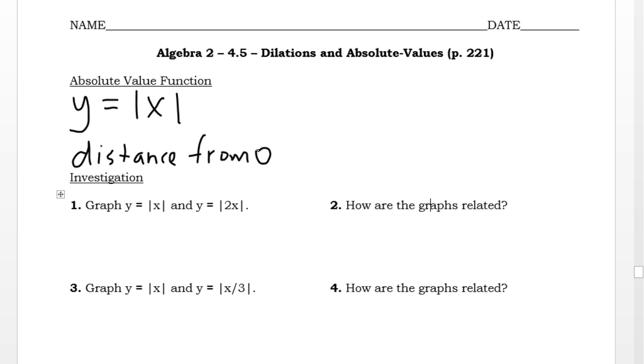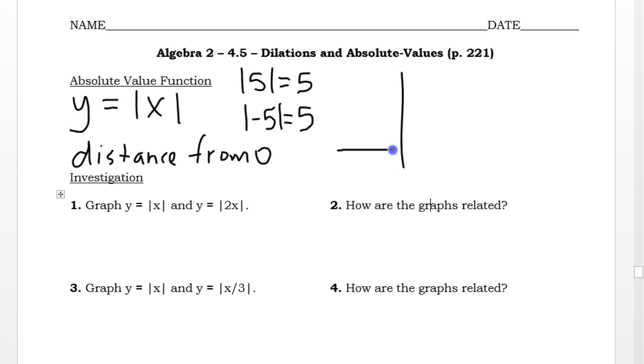So when we talk about how far 5 is from 0, 5 is 5 units from 0, so the absolute value of 5 is 5. But negative 5 is also 5 units from 0, so the absolute value of negative 5 is also 5.